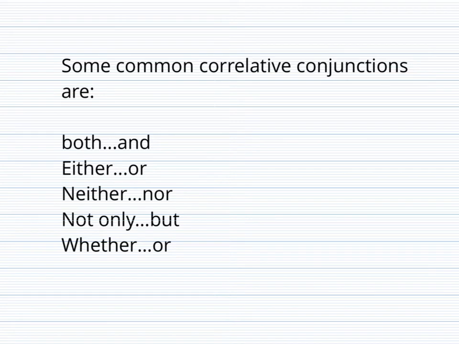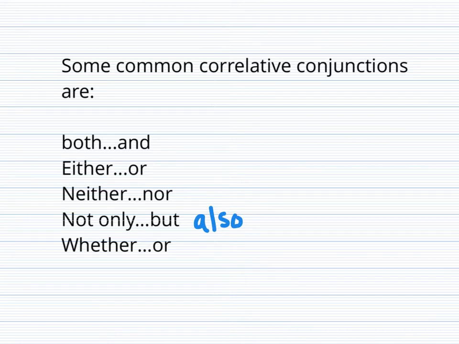Here are some very common examples. Both/and. So both would be at one part of the sentence, usually toward the beginning, and then and would follow it later in the sentence. Either/or, neither/nor, not only/but, and sometimes this is not only/but also, and then whether/or.